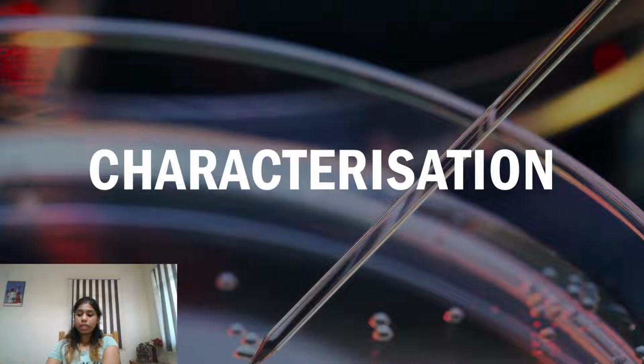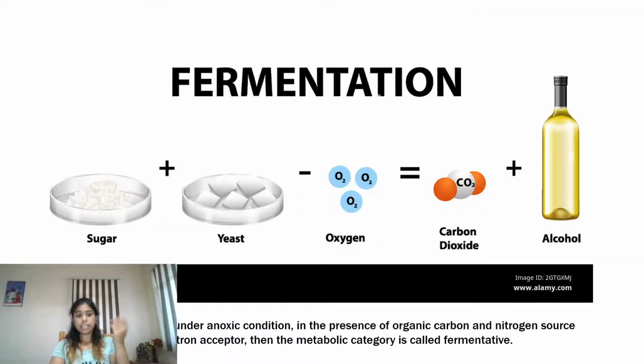So we already looked at a couple of characterization techniques, like how to classify them based on their different metabolic processes, like what kind of sugar they consume, what kind of energy source, and so on. We will also look at some of these characterization techniques in the coming classes.